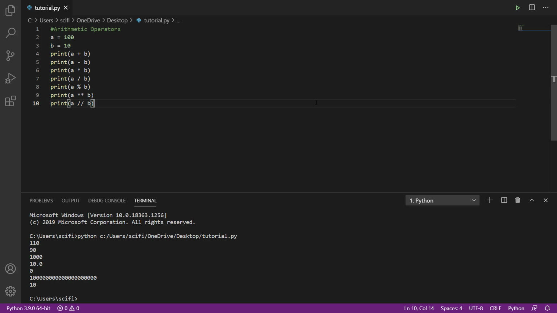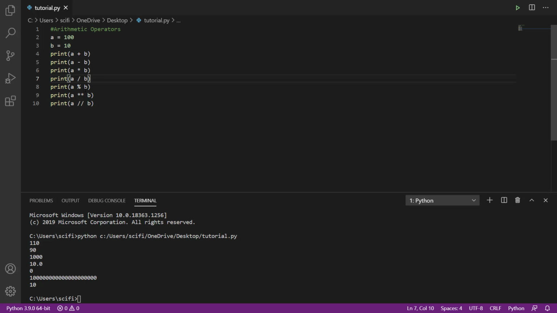I'm just running this program and you can see the result. A plus b, 100 plus 10 equals 110. Then a minus b, 100 minus 10 equals 90. And then a multiplied by b, 100 multiplied by 10 gives 1000. And then a divided by b, 100 divided by 10 gives 10, and you can see 10.0. It gives a floating point as the result.